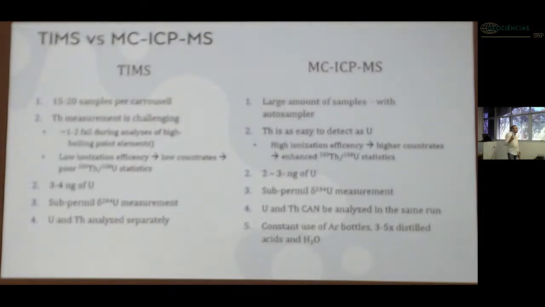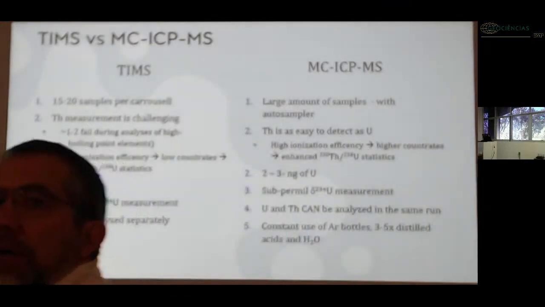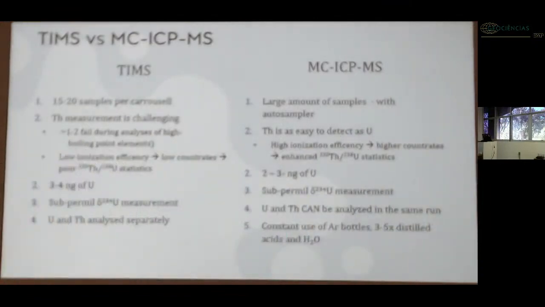With multi-collector ICP-MS, because you don't have to be changing the Daly cell, you can run and run and run samples with an auto-sampler pretty much forever, and you just keep on feeding the auto-sampler to get the ages. Thorium is as sensitive as uranium, so that helps a lot with the statistics. You can get very good ages with only 2 to 3 nanograms of uranium.